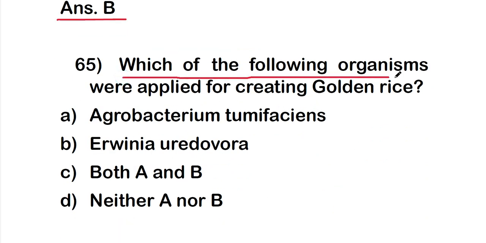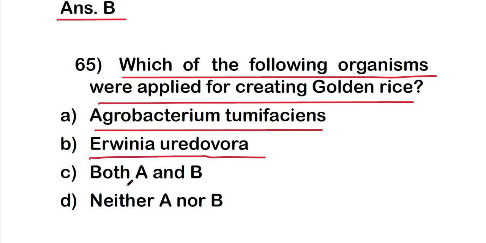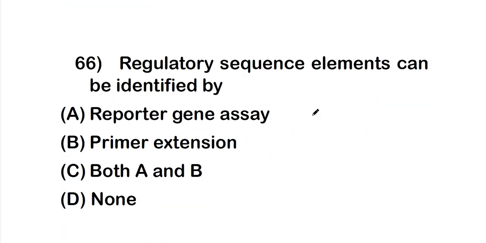Which of the following organisms were applied for creating golden rice? The options are Agrobacterium tumefaciens, option B, Erwinia uredovora, option C, both A and B, or option D, neither A nor B. The right answer is option C, both A and B. Agrobacterium tumefaciens and Erwinia uredovora are the organisms which are applied for creating golden rice. Okay, so let's move on to question number 66.